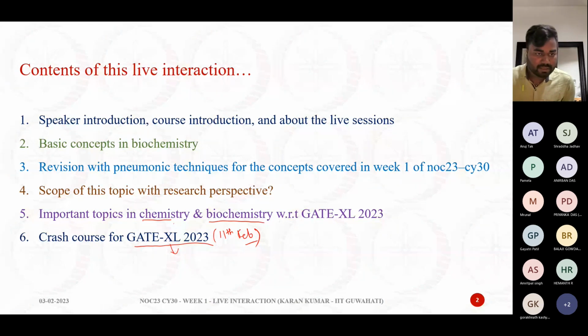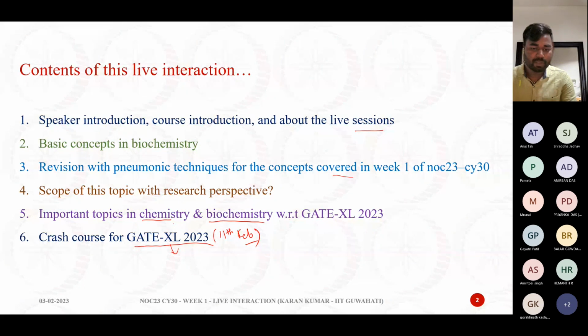Other than that, first I will be talking about the course introduction, what this course is about, then what these live sessions are, and a brief about myself. Then basic concepts in biochemistry, and then revision with mnemonic techniques to remember whatever ma'am has taught in the week one course, like different amino acids, their categories, and how to remember those using a mnemonic technique that I will be giving you in this session.